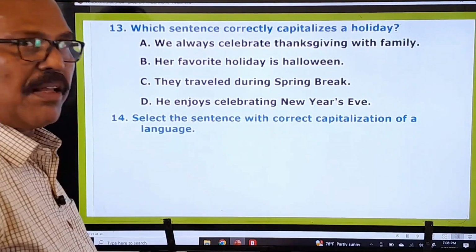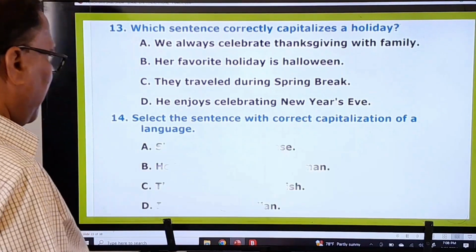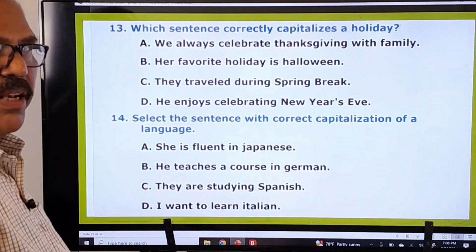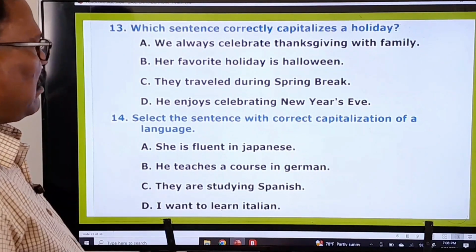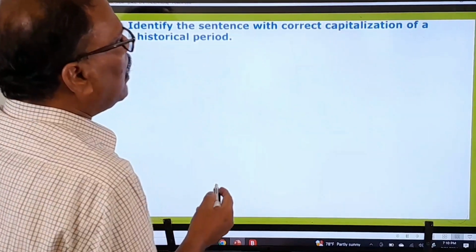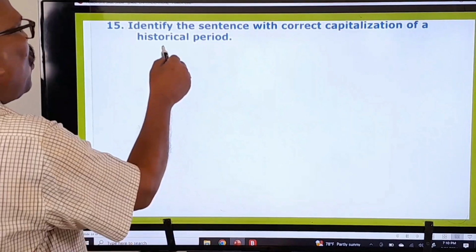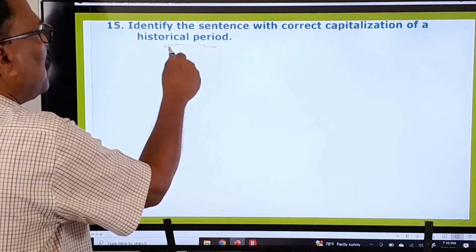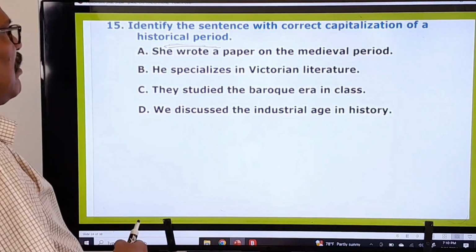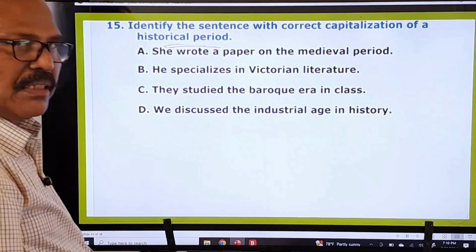This pertains to the use of language. Okay, she is fluent in Japanese. Okay, all these sentences are given, and you choose the correct option. Okay, the 15th one here is identify the sentence with the correct capitalization of a historical period. Okay, historical period. Okay, you know that very well. These are the four options given under this. You choose the correct option.